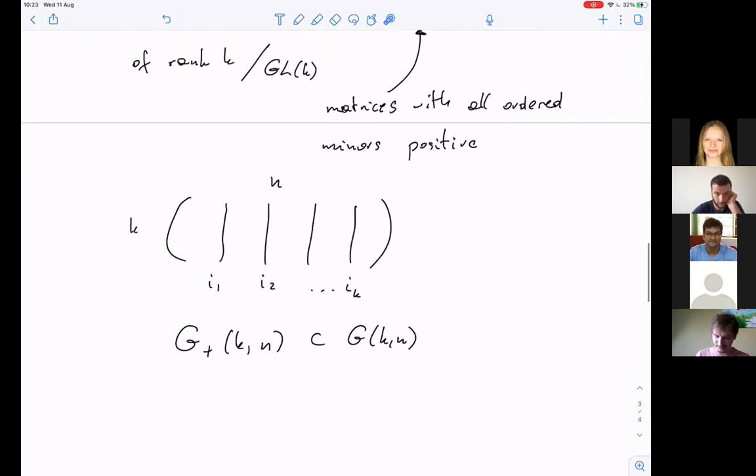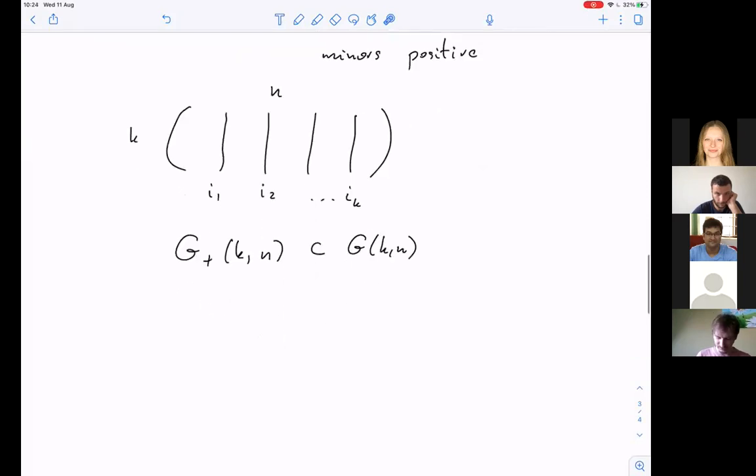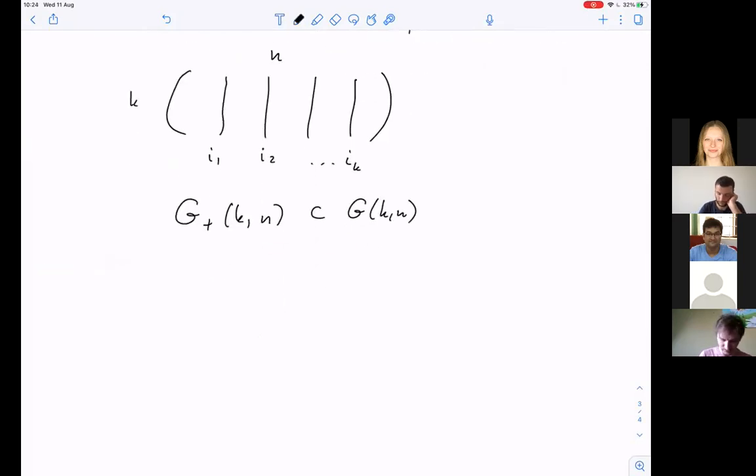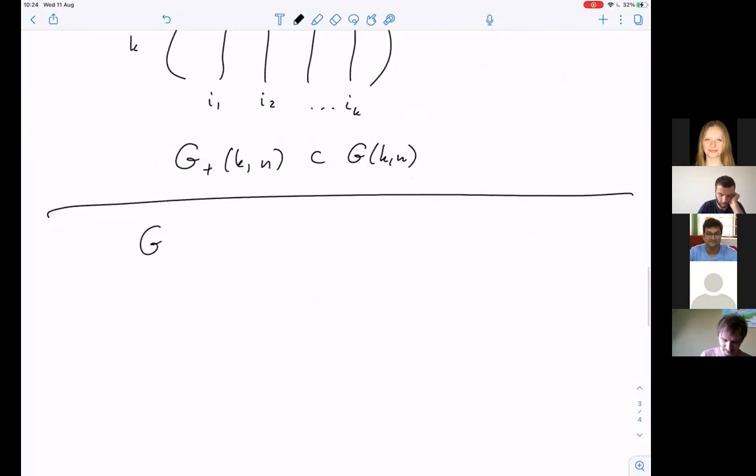Okay, so let me just give you an example. If I take G+(2,4), that's the simplest possible example. This should be matrices which will look like 1, 1, 0, 0. So gauge fixed. Sorry, I'm using the word gauge fixed because that's what people usually use.